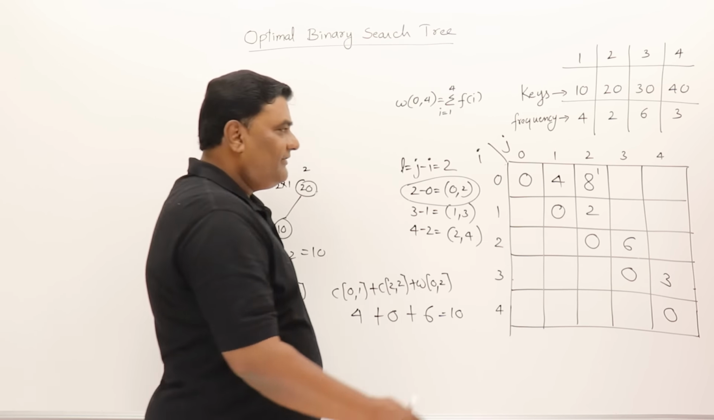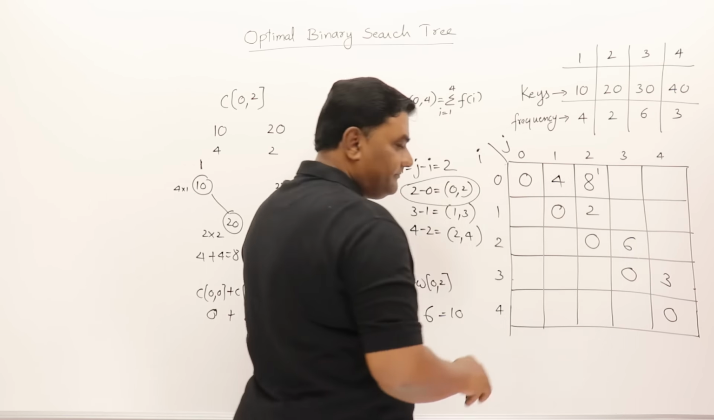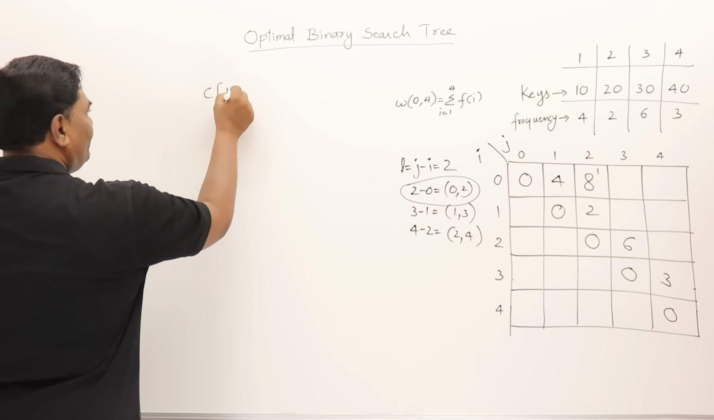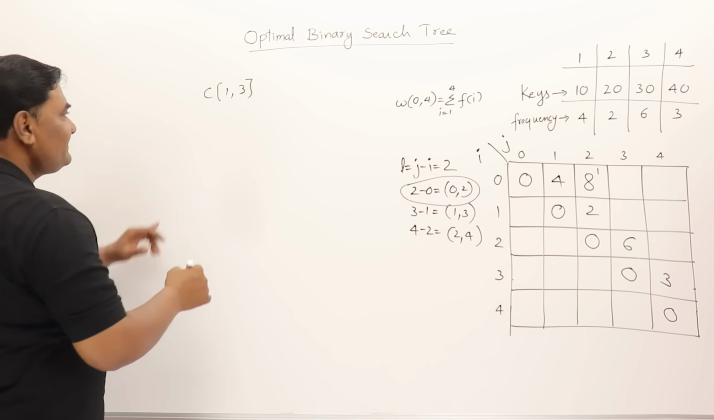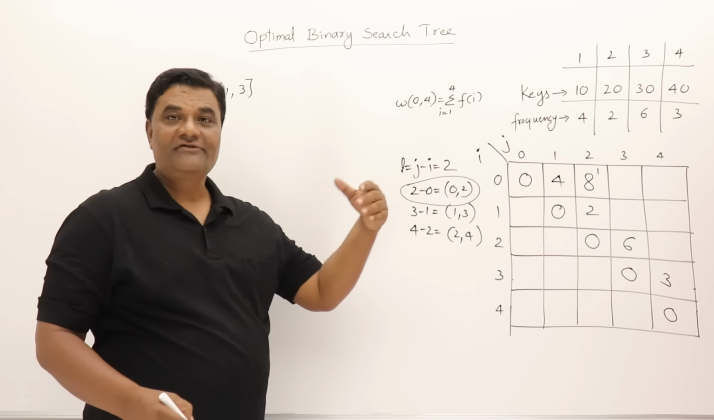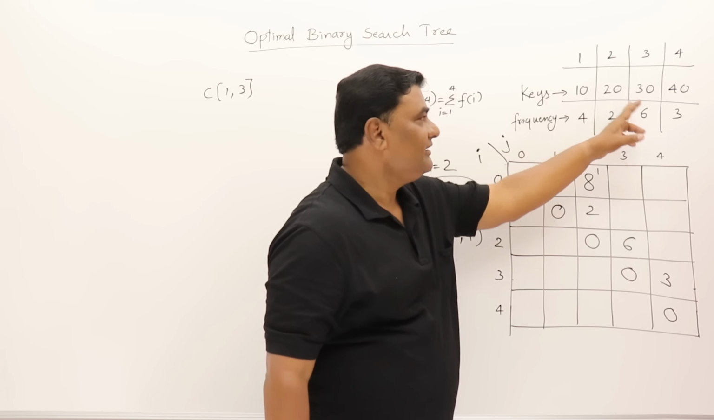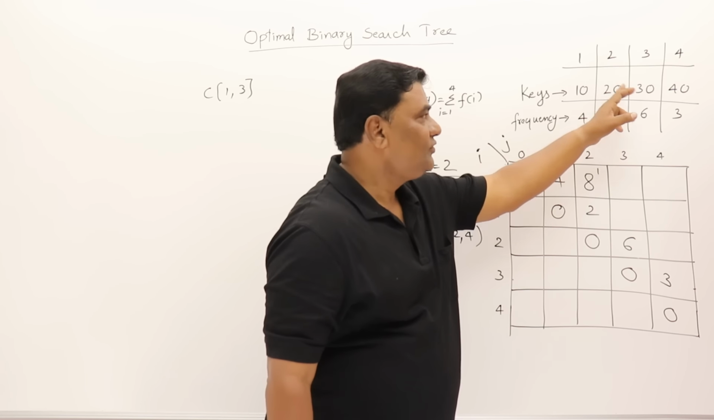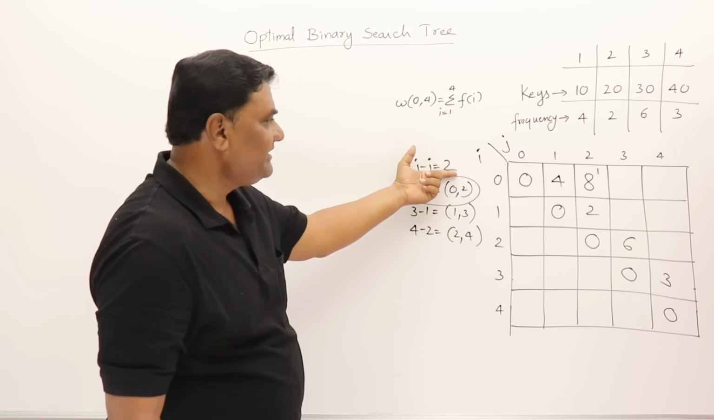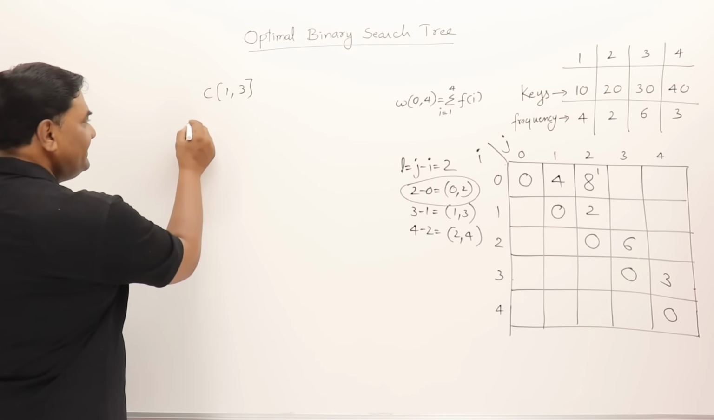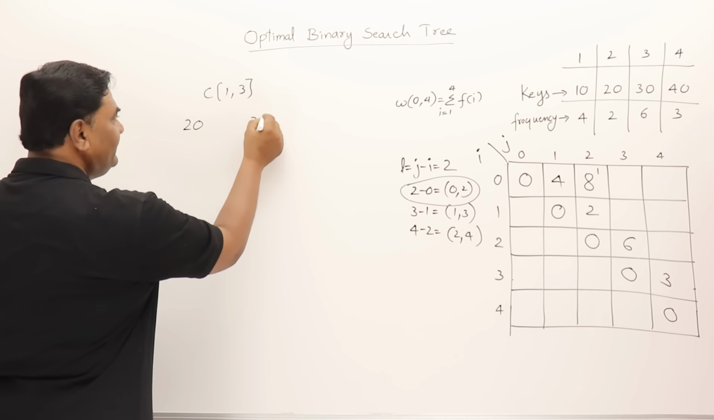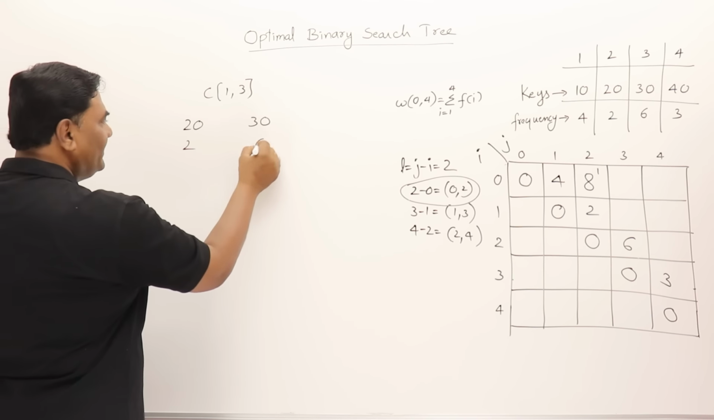Right? Now I have to find out C of 1,3. Just ignore 1 and start from 2. So 2 to 3, I will be taking keys 2 and 3. Already 1 and 2 are all finished. So 2 and 3, because every time we will be taking just 2 keys. So keys are 20 and 30 and their frequencies are 2 and 6.